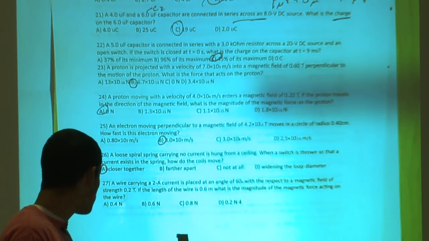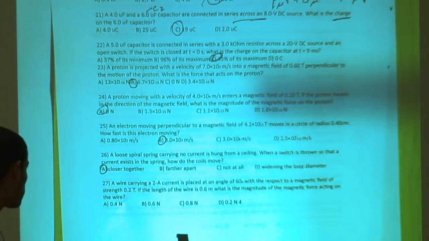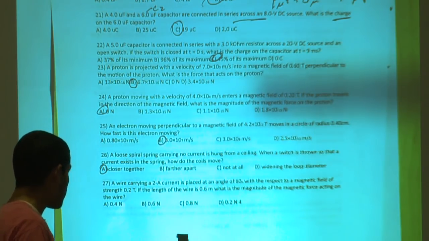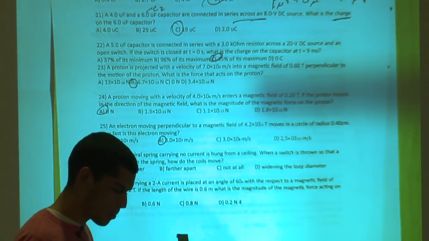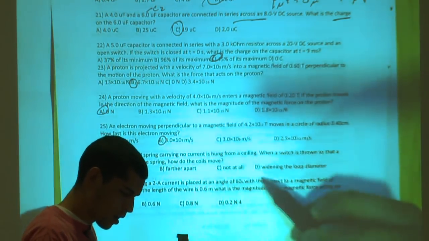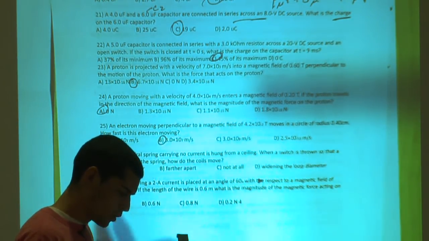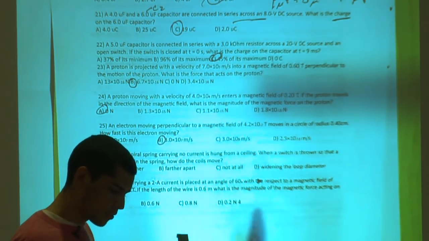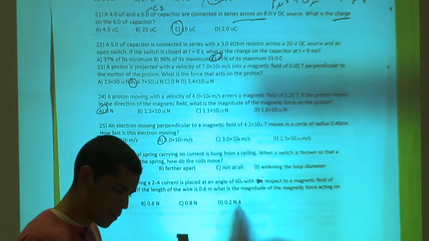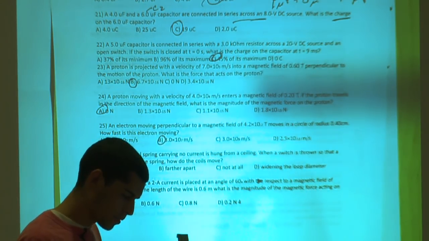So here we have a wire carrying a 2 ampere current placed at an angle of 60 degrees with respect to a magnetic field of strength 2.2 Tesla. If the length of the wire is 0.6 meters, what is the magnitude of the magnetic force acting on the wire? Okay.